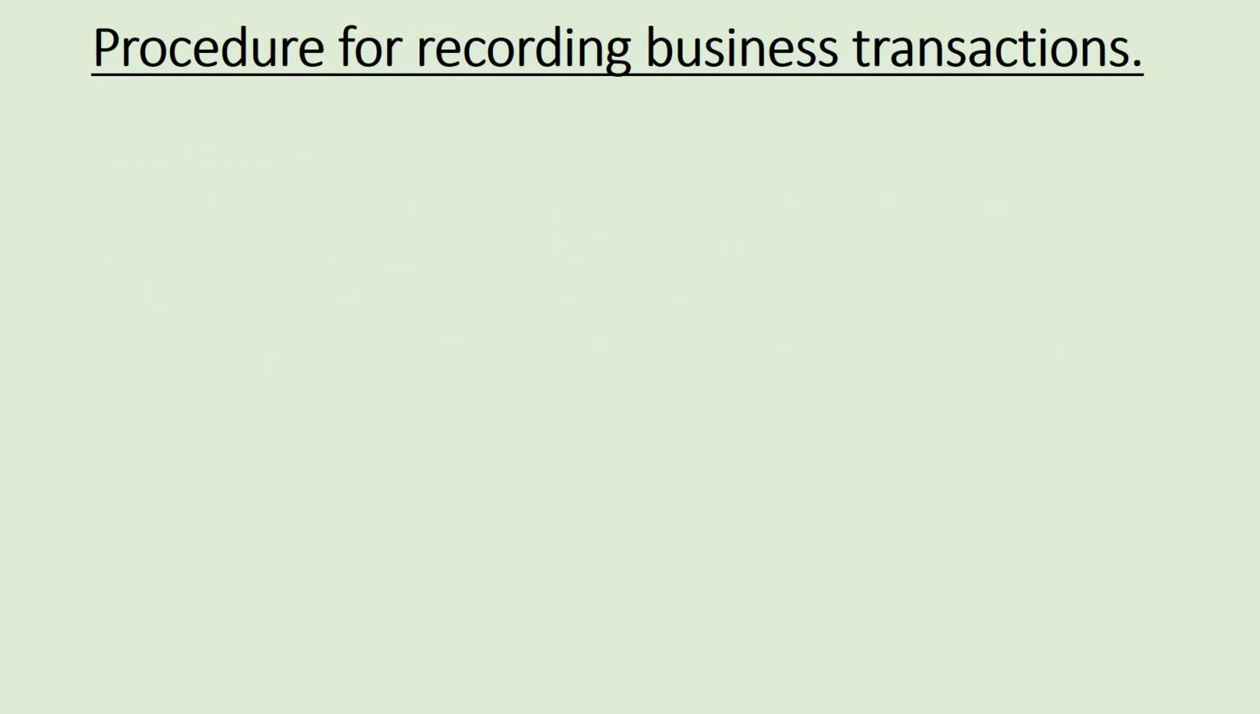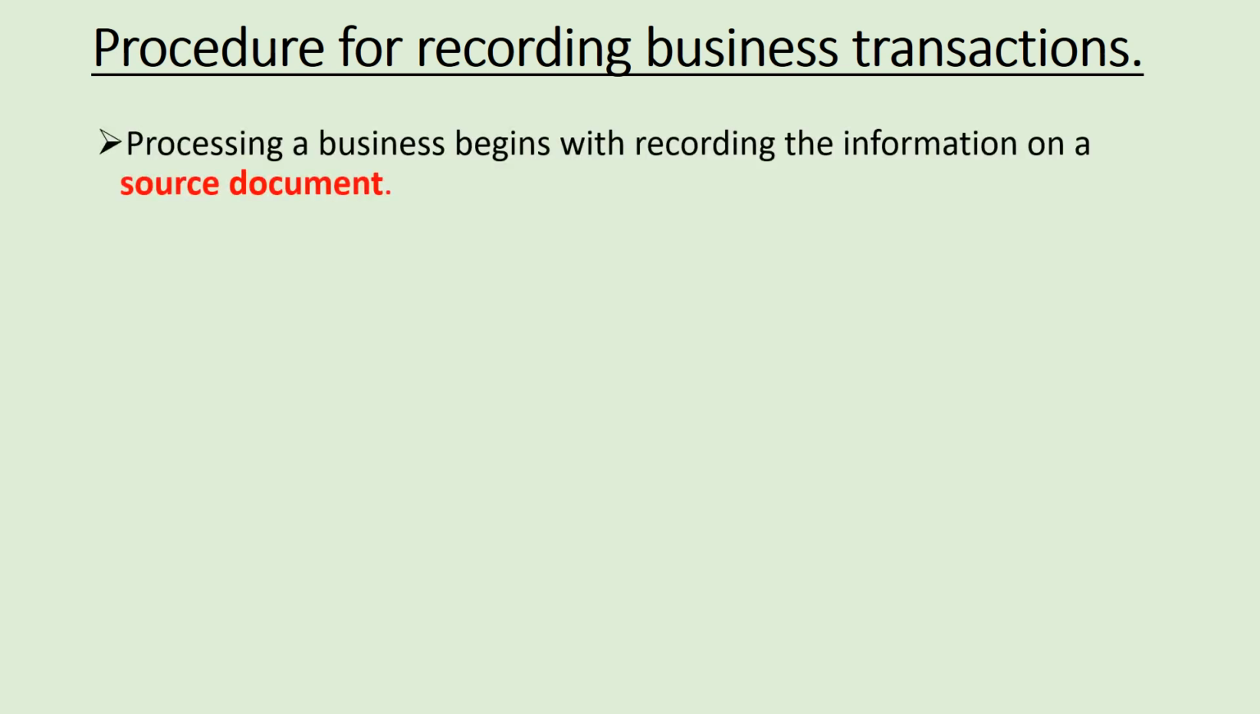So now we learn how to record business transactions. Whenever there is a business transaction, there is a document that must be generated, which we call a source document. This source document is the first document from which information is going to be taken, the information that is later going to be recorded in the books of accounts. In short, processing a business transaction begins with recording the information on a source document.